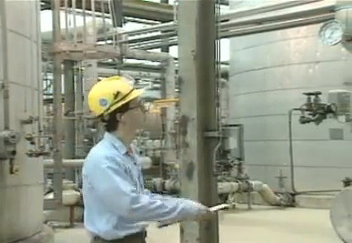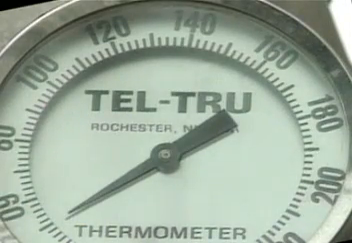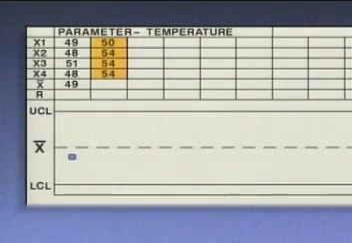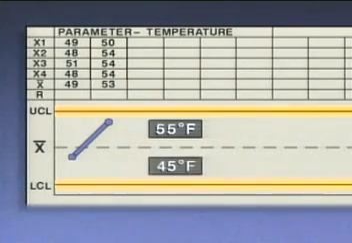We'll say that the temperature of the fluid is supposed to stay at about 50 degrees, and that 4 temperature readings are taken and recorded every 10 minutes. After the readings have been taken, the numbers are averaged, and the average value is plotted on an X-bar chart. For this process, the upper control limit has been established at 55 degrees, and the lower control limit is 45 degrees. Under normal operating conditions, all of the plotted values should fall within these limits.